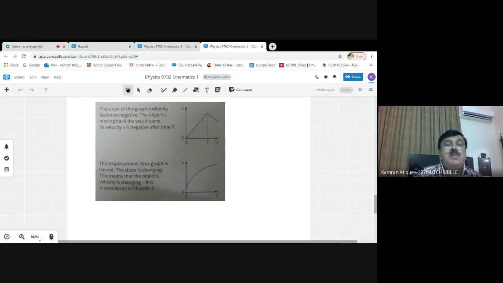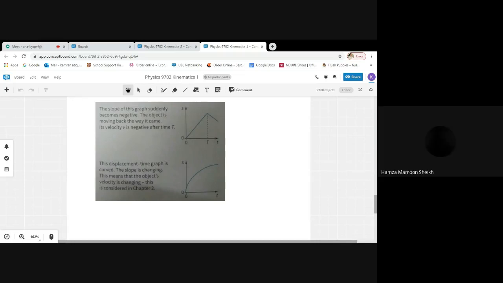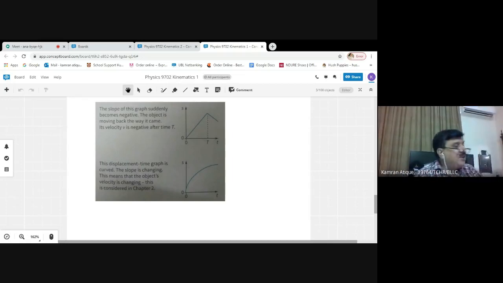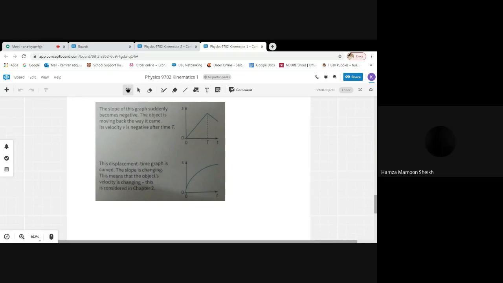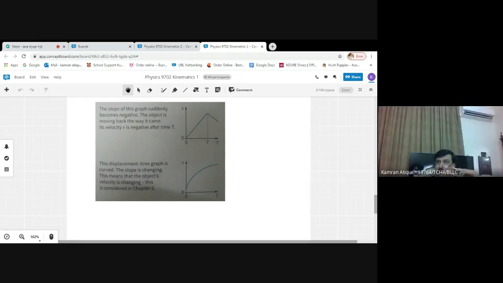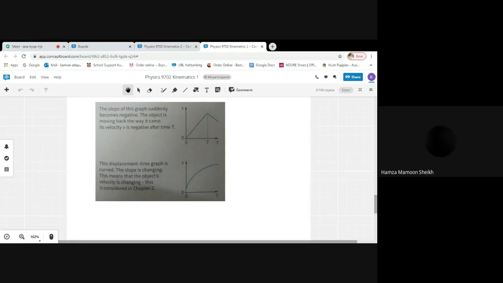So, what does it mean, beta? What is being shown by this graph? How can we interpret that particular graph? Okay, my first question is, was that object covering equal distances in equal intervals of time in this curved graph? No, sir, because the gradient is constantly changing.